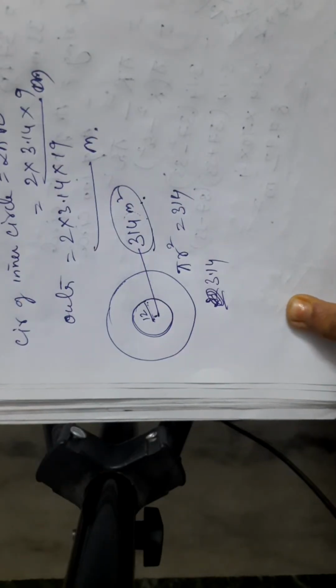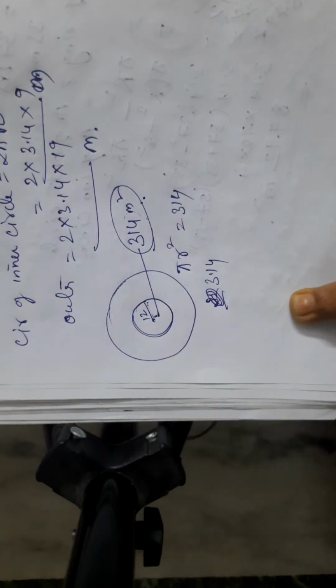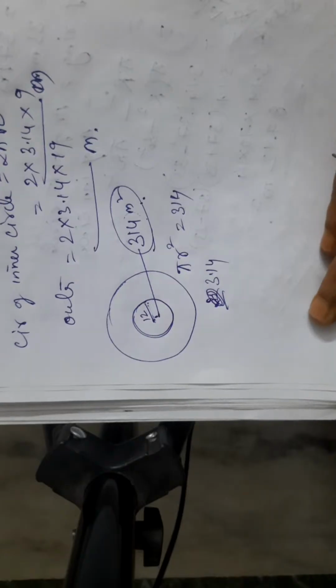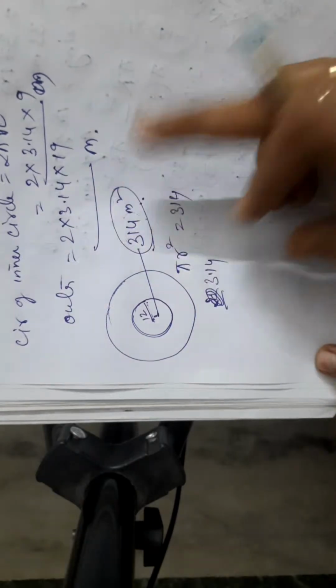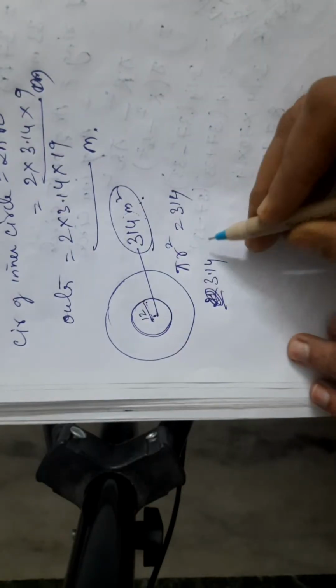56 minus 52. For which question you have written that answer 56 minus 52? Okay, answer for this. Next, pi value is 3.14.